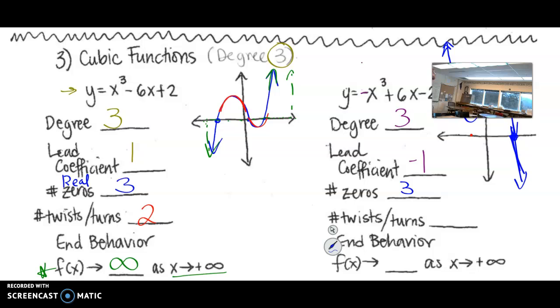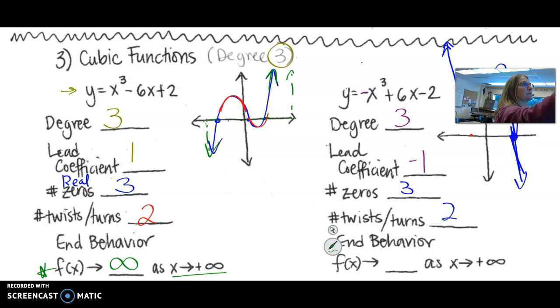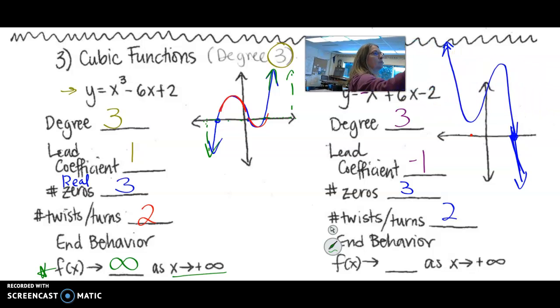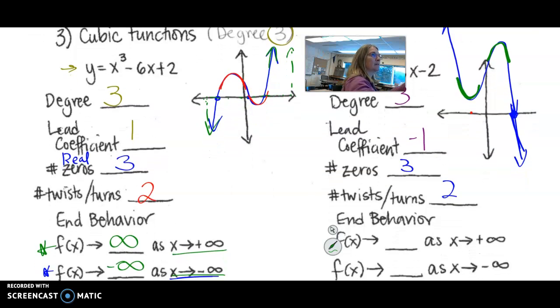Okay, so number of twists and turns, we have 2. 1 right here, 1 right here. And the end behavior, you try to write it before I do. As x goes to positive infinity, the y values are going to negative infinity. And on the other side, as x goes to negative infinity, y is going up to positive infinity. Okay, we'll save the quintic for the next video and the generalizations.